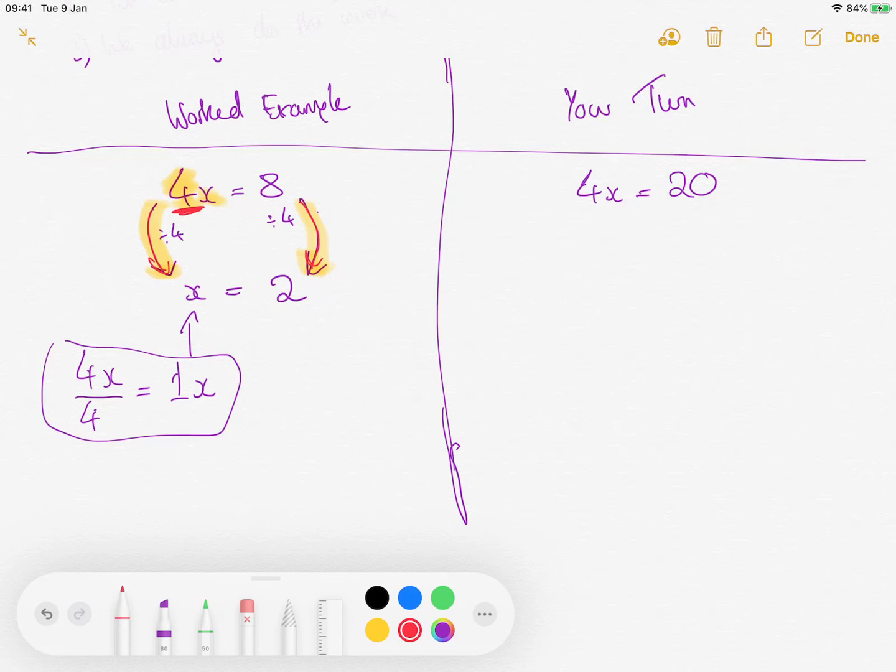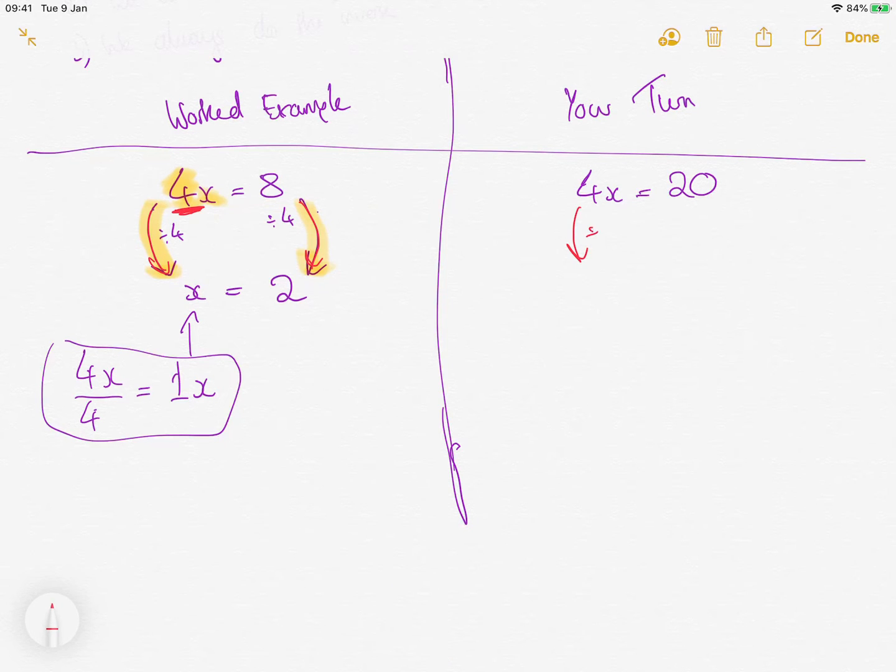So hopefully you've had a go at it now. What we're doing is we've got 4 times by x again. So we're going to do exactly the same thing as before and divide by 4, because we're doing the inverse of multiplying by 4. Inverse of multiplying is dividing. So then I'm left with x equals, well, what's 20 divided by 4? That's 5. So my final answer is x equals 5.